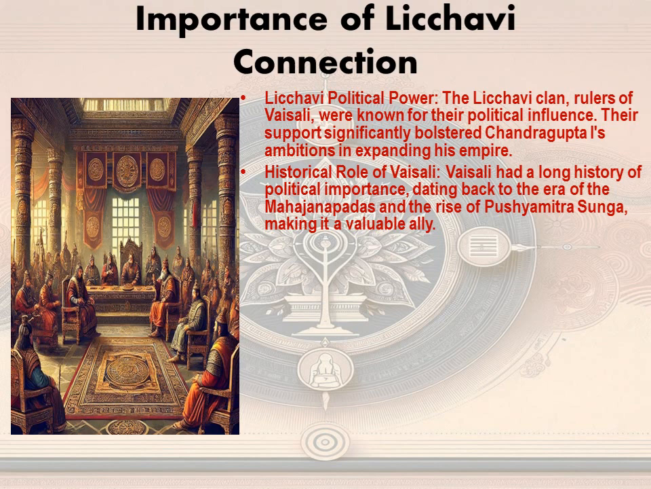Vaishali had a long history of political expansion dating back to the era of the Mahajanapadas and the rise of Pushpamitra Sunga, making it a valuable ally. So Vaishali was a very valuable ally because it was a very important territory, given the history of its political importance dating back to the 6th century BC, and this was also the place from where Pushpamitra Sunga came into being. So it was one of the most important factors for Chandragupta I's rise to power.